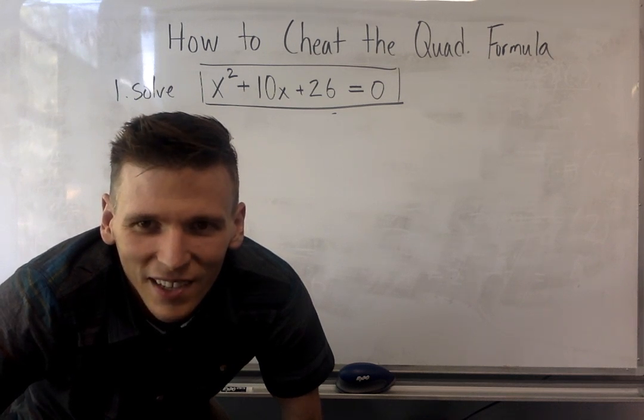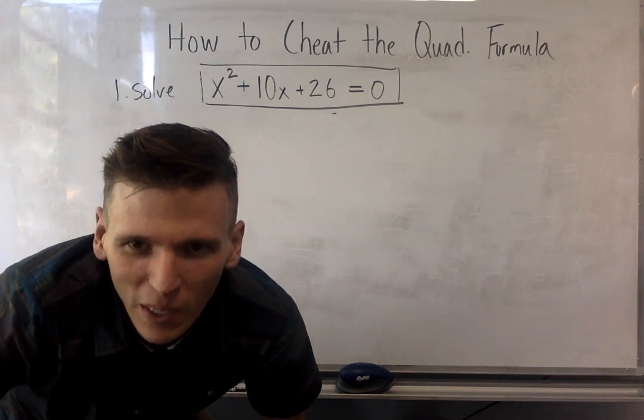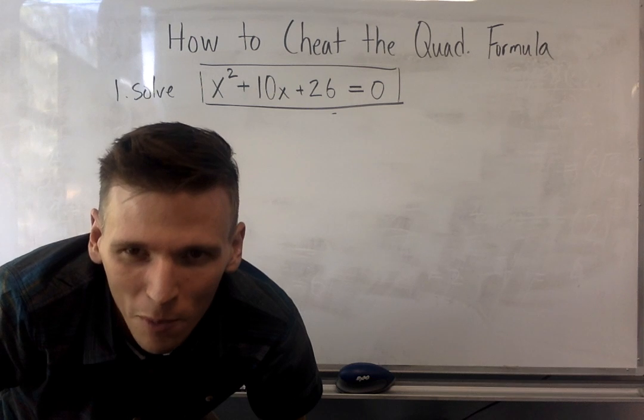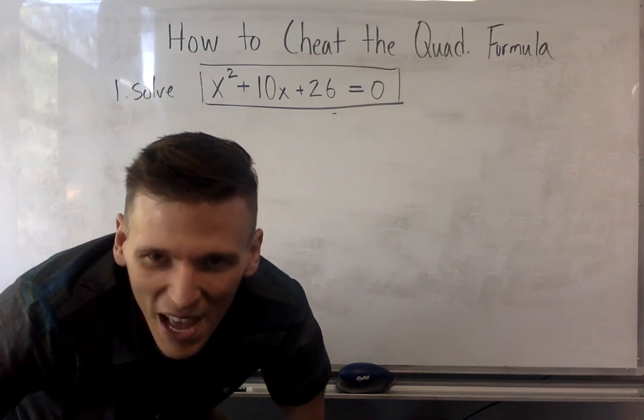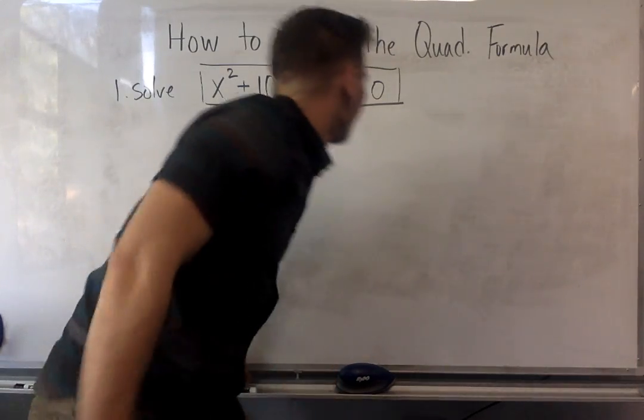If I look excited, it's because I am. We're going to talk about my very favorite concept in all of Algebra 2. It's technically called completing the square, but I like to call it how to cheat the quadratic formula and get by without ever memorizing it. Because if you know the logic behind it, then you don't need it. All right, check this out.